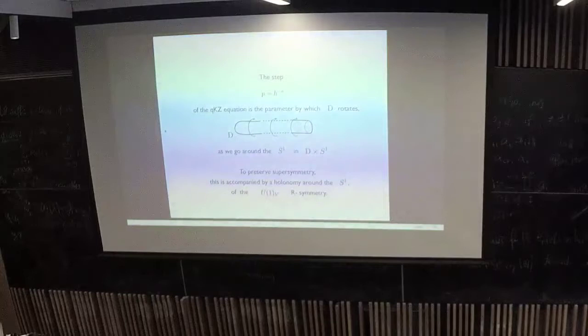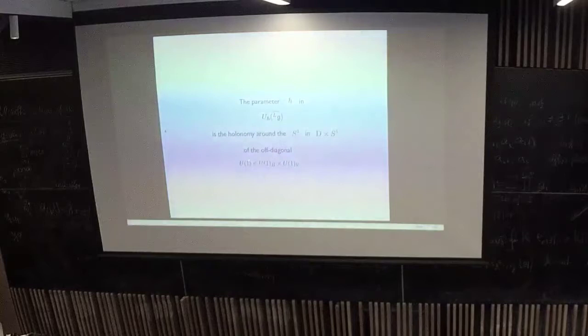Now, if you were to do just that and nothing else, you would break supersymmetry. To preserve it, you need to accompany this rotation of the disk as you go around the circle by turning on a holonomy of one of the U(1)_Rs. The parameter h bar corresponds to turning on a second holonomy, really a diagonal combination of these two U(1)_R symmetries, which turns into a global symmetry. I'll say what this is in more math language in a moment.